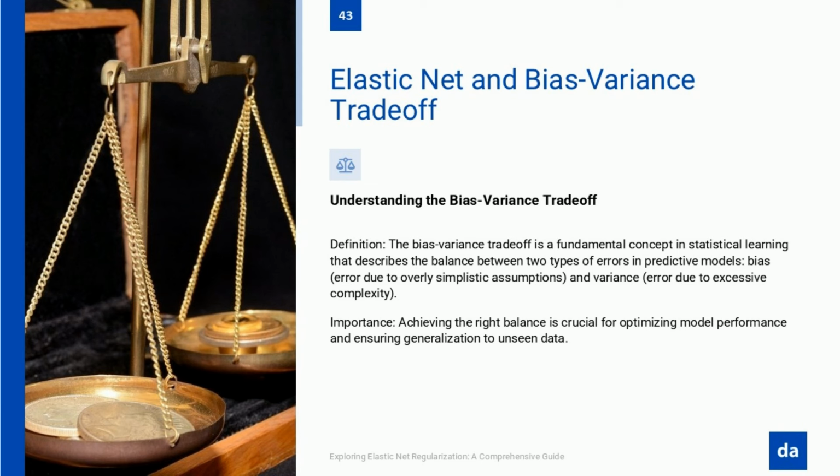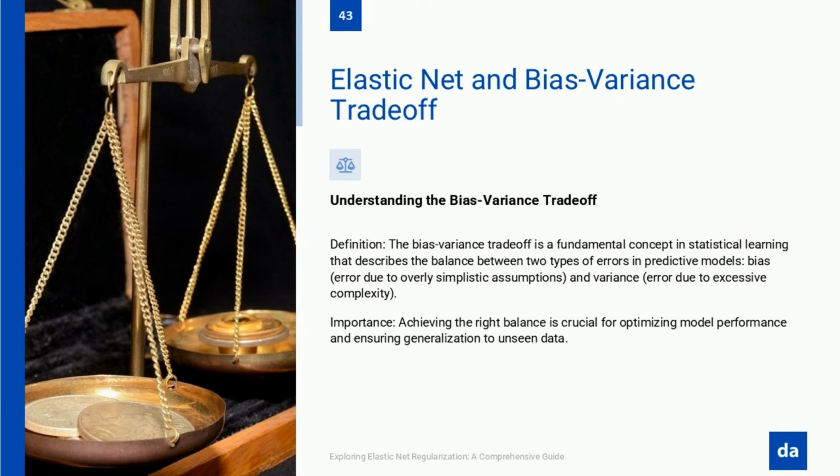Variance, on the other hand, refers to how much the model's predictions change based on small fluctuations in the training data. A high variance model fits the training set almost perfectly but fails on new data. Lasso can lead to higher variance because it aggressively removes features, which can sometimes discard valuable predictors that improve generalization.